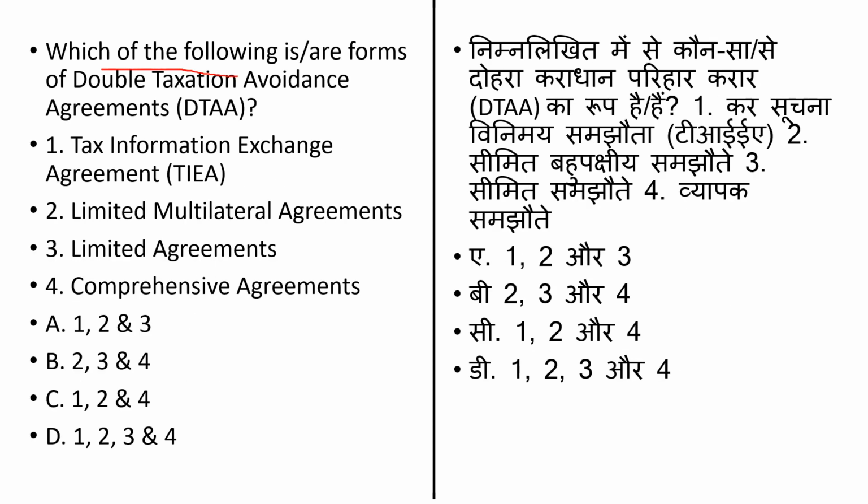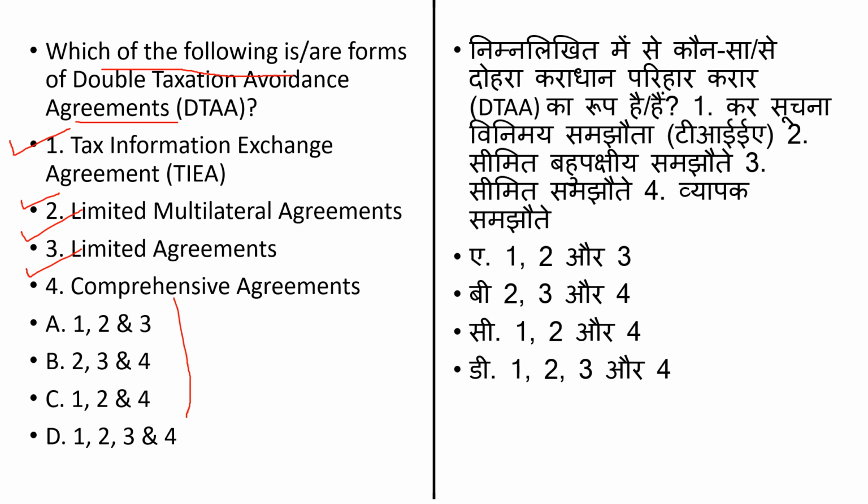Which of the following is or are from the Double Taxation Avoidance Agreement, that is DTAA, and the options given are Tax Information Exchange Agreement. Second option is Limited Multilateral Agreement. Third option is Limited Agreements. And the last option is Comprehensive Agreements. And from this code, you have to select the correct one.